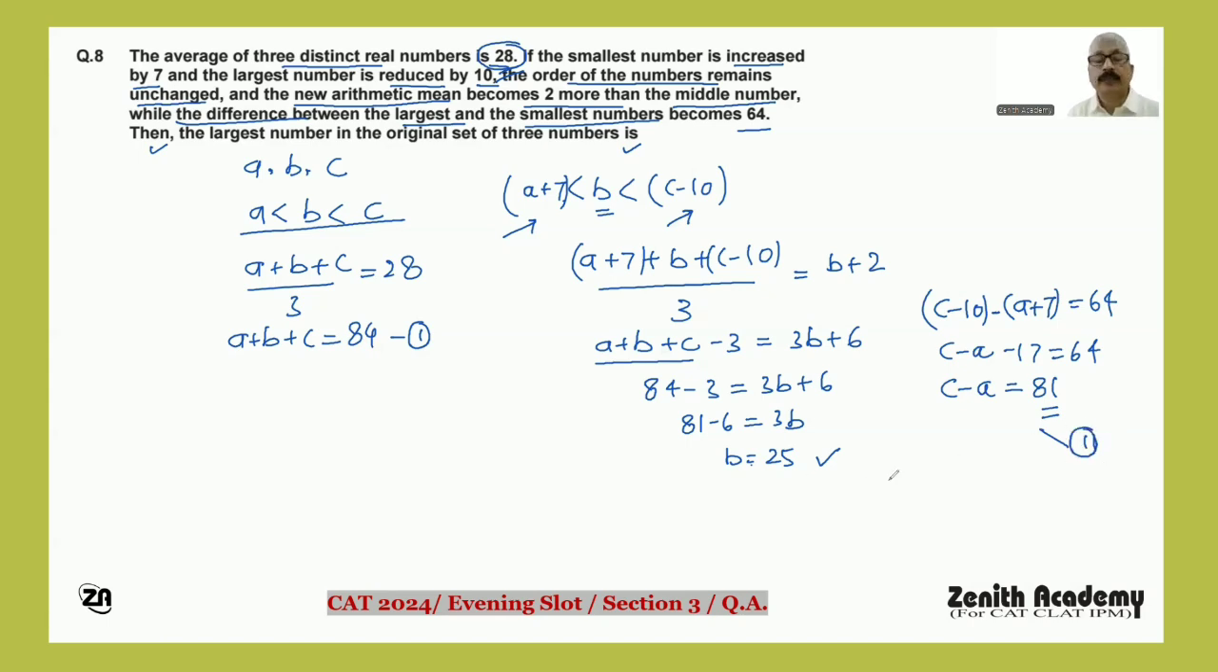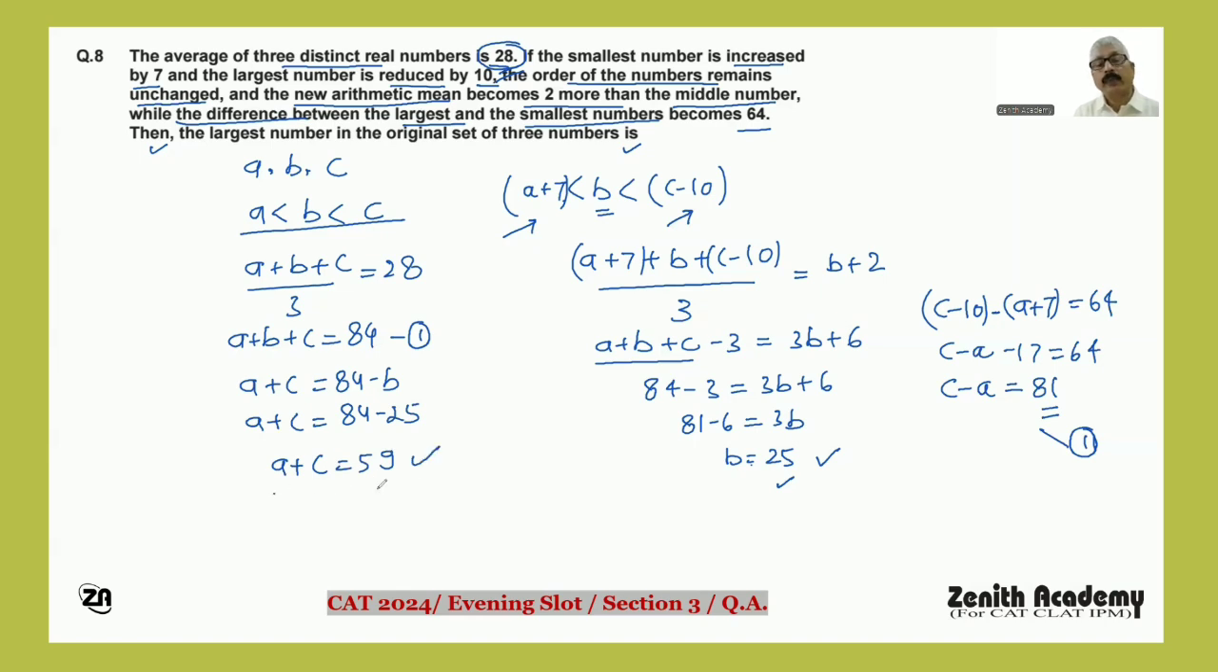ध्यान रखें relation है. Look, B you have 25. If I put here, then A plus C is 84 minus B. A plus C, 84 minus 25. So 14 minus 5, 9. And 7 minus 2 is 5, 59.